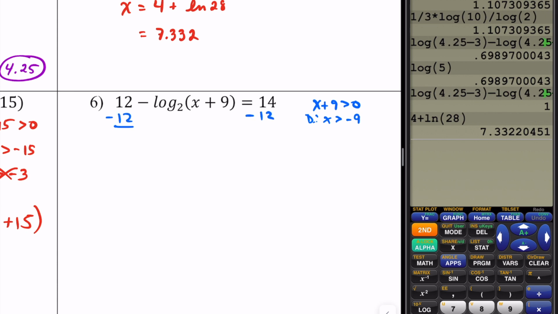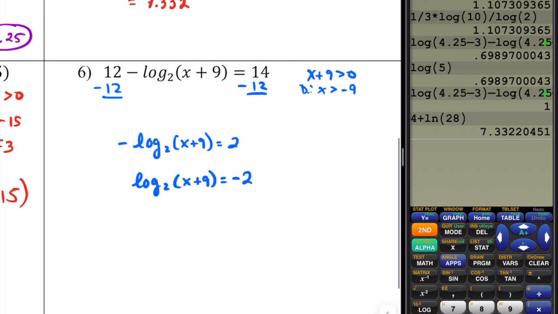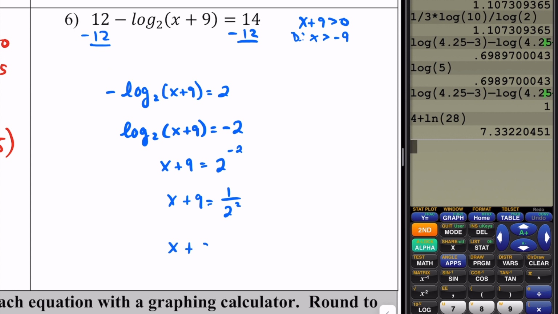14 minus 12 is 2. I'm just going to take him to the other side. I'll just divide or multiply by negative 1. Either way, it just makes it a negative 2. And now I'll switch to exponential. My argument is equal to my base to the negative 2 power. So x plus 9 equals, negative exponent, so I want to reciprocal it. So x plus 9 is equal to 1/4, or x equals, subtract 9, giving me negative 8 3/4, or negative 8.75.